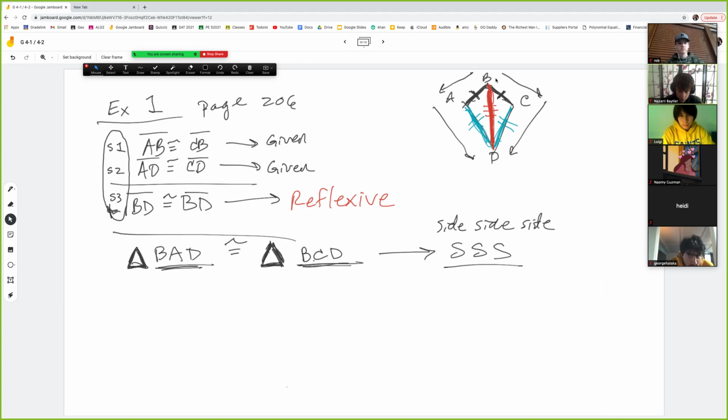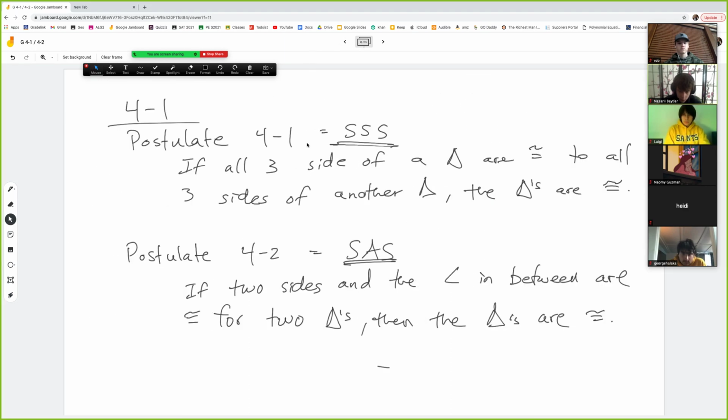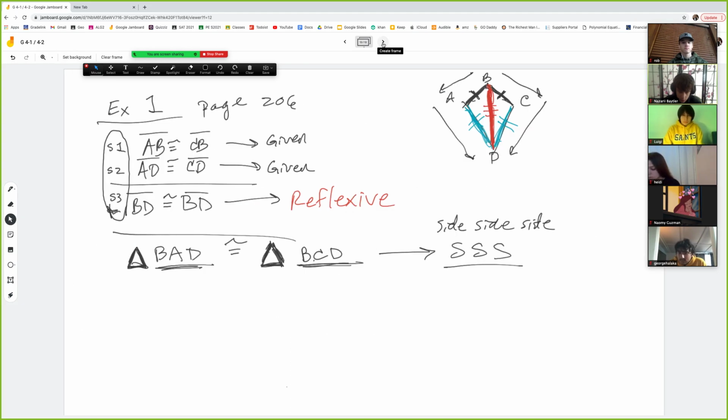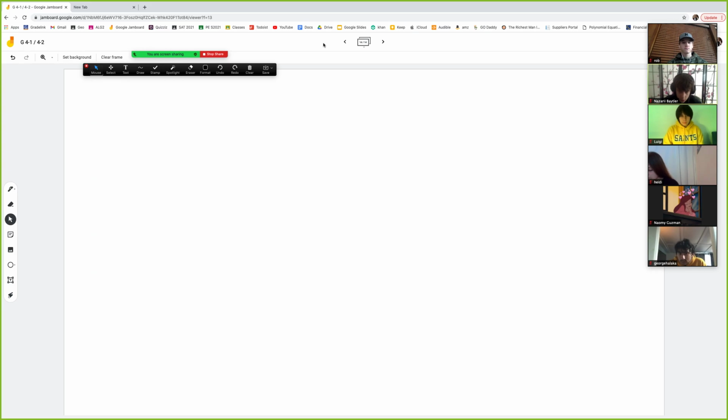Guys, listen, it's almost self-explanatory. When you have three sides that are congruent, you can then say the two triangles are congruent. And the reasoning is side, side, side. This is the tool that we have been given. Postulate 4-1: if three sides of a triangle are congruent to all three sides of another triangle, then the two triangles are congruent. The second postulate: if two sides and the angle in between are congruent for two triangles, then the triangles are congruent. So you could take a wild guess, but the next example is going to be example 2, using side angle side. So when we get to this example, nobody better get it wrong as to the reasoning.